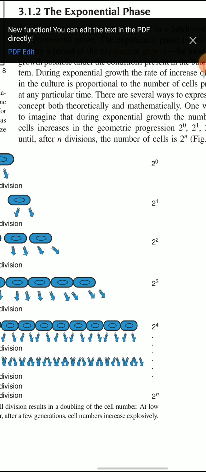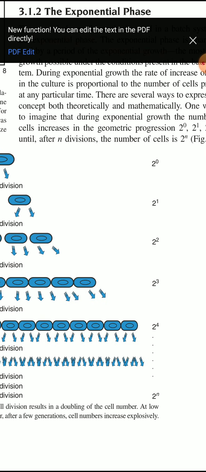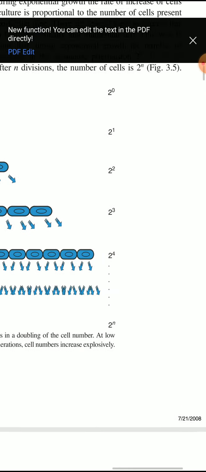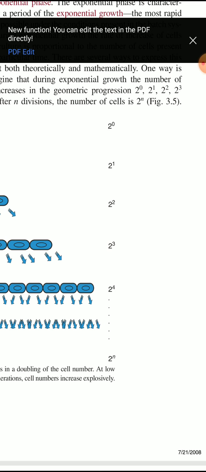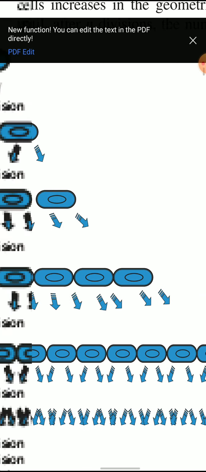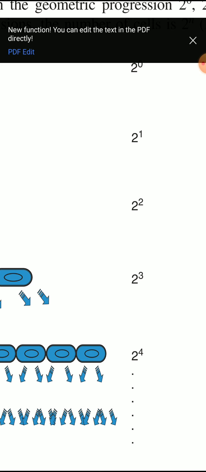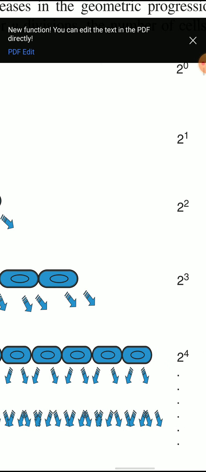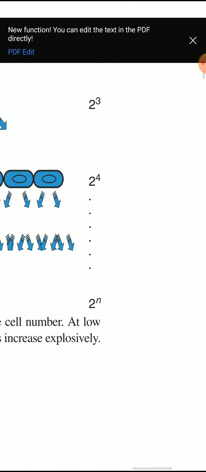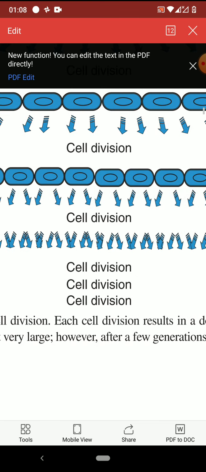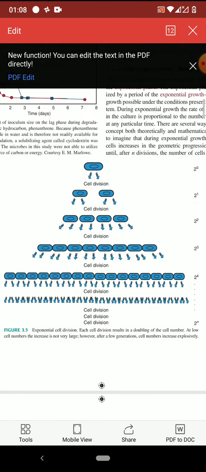Hence they derived the formula this way: the number of cells after n generations would be 2 to the power of n. As you have observed, after the first generation or first division, the number of cells is 2 to the power of 1, that is 2 cells. After the second generation or second division, the number of cells is 4, that is 2 to the power of 2. So they derived the formula that after n generations, the number of bacterial cells would be 2 to the power of n. Okay, clear with this point? So this is how the bacterial cell divides.